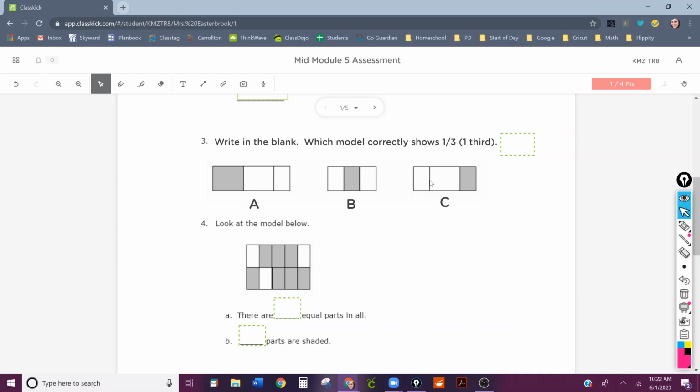And when you look over here, also 3 equal pieces, but you can see that this one in the middle is bigger than the other 2, so we know that B is the model that correctly shows 1/3. And when you were typing in your answers, it didn't matter whether they were capital or lowercase, it's still going to give you that point.